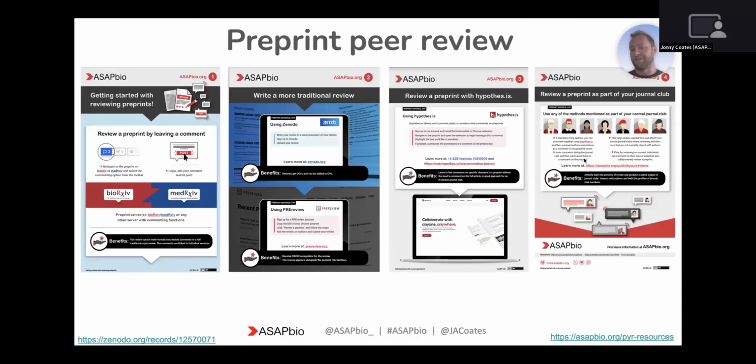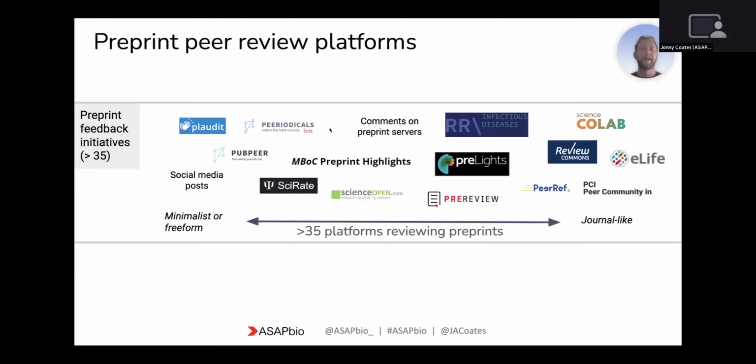And actually, while I'm on it, if you do it as part of a journal club, we are currently funding the conversion of journal clubs into preprint review clubs. But even if we can't fund it, you should still do it because there are so many benefits to doing that. I haven't linked it here, but I did write an article recently about the benefits from reviewing preprints in your journal club. And there are now over 35 different platforms you can use to share your preprint review.